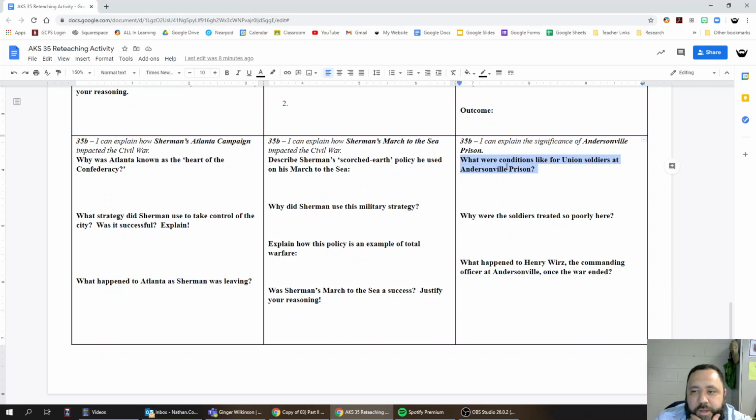What were conditions like for Union soldiers at Andersonville prison? They were very bad. They were very undersupplied. They were treated poorly because of overcrowding, right? The prison was not designed to hold the amount of prisoners that it did. Captain Henry Wirz, he was the commanding officer at Andersonville. Once the war ends, he'll be put on trial for war crimes and ultimately executed.